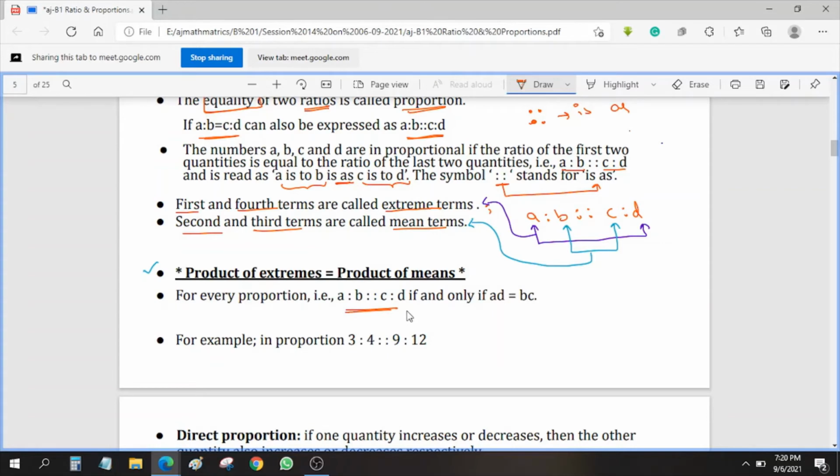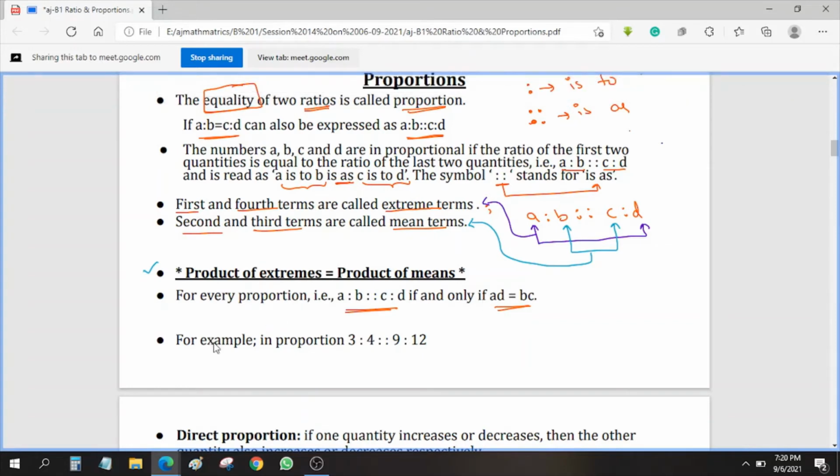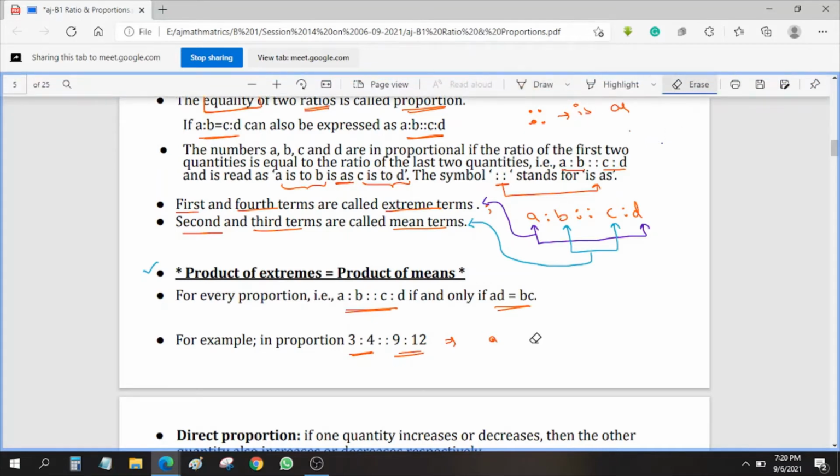If two ratios are given, AD and BC is nothing but the representation of proportion. For example, in the proportion 3 is to 4, 9 is to 12, we know that the product of extremes, which is 3 times 12, is 36. The questions will be framed in this way. So 3 times 12 is the same as 4 times 9.